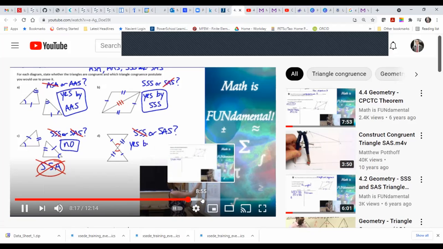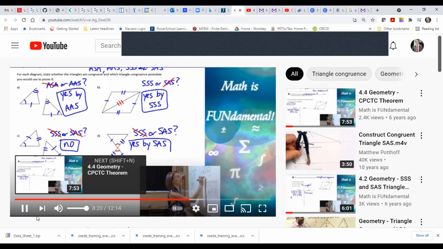So that's true, always. Yes, you can. Okay, these are congruent by side, angle, side. You can consider this one for this example.